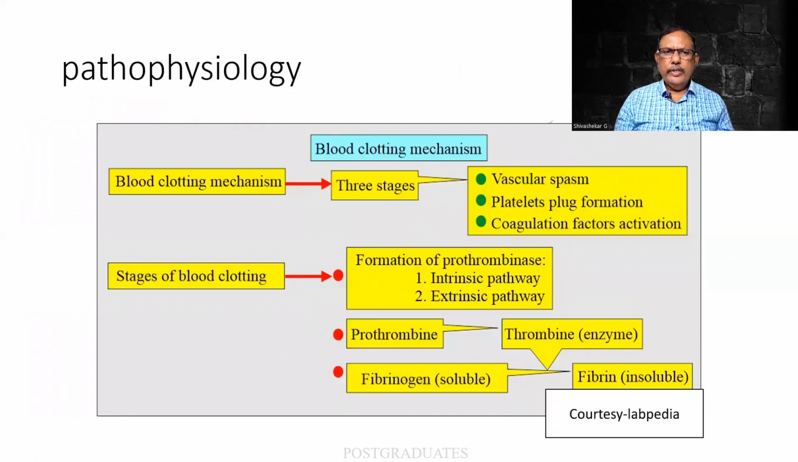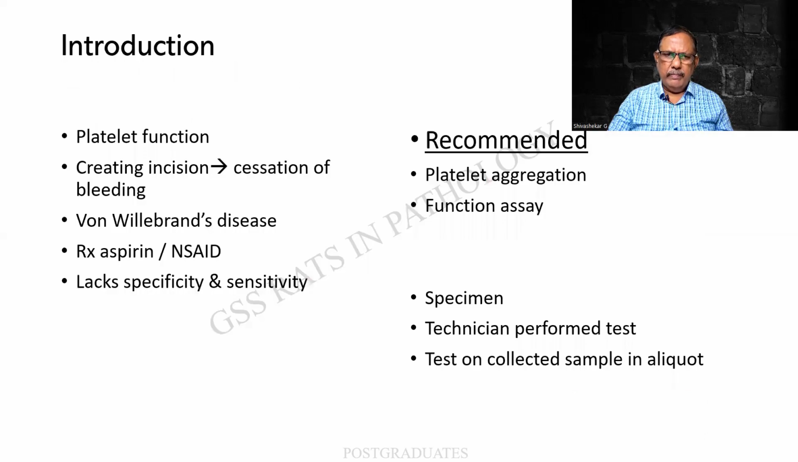Now, what is the pathophysiology of the clotting? You find that there are three stages. One is initially the vasospasm that I had explained. Second, there can be a platelet plug formation. Third, after this, the coagulation factors are brought into force. At the same time, there can be the intrinsic and the extrinsic pathways. Ultimately, fibrinogen is getting converted into the insoluble fiber. So this is the basic clotting mechanism. You can go back to the physiology and the pathways.